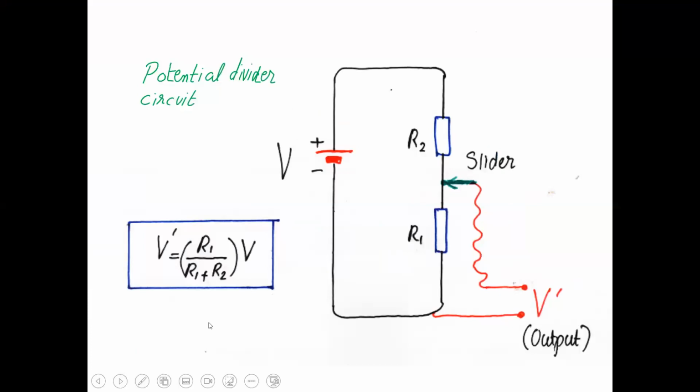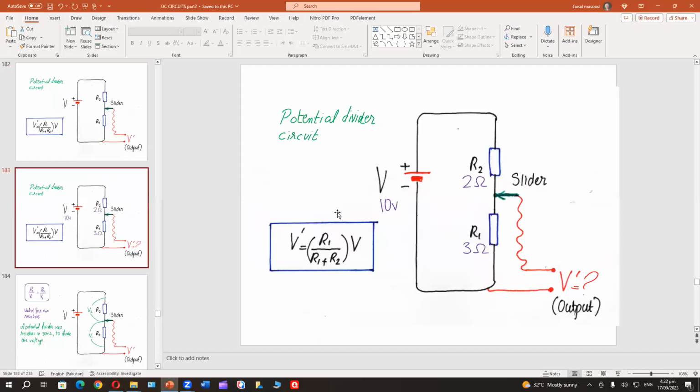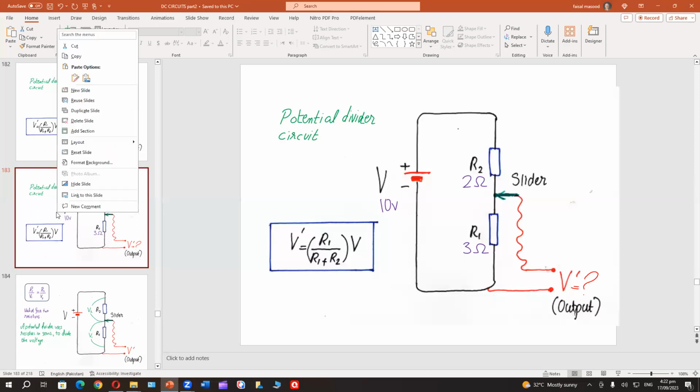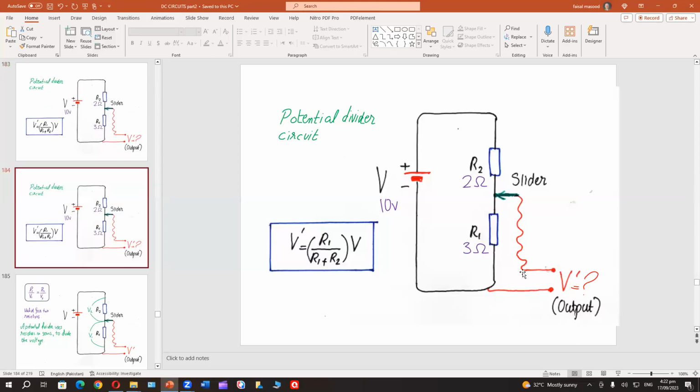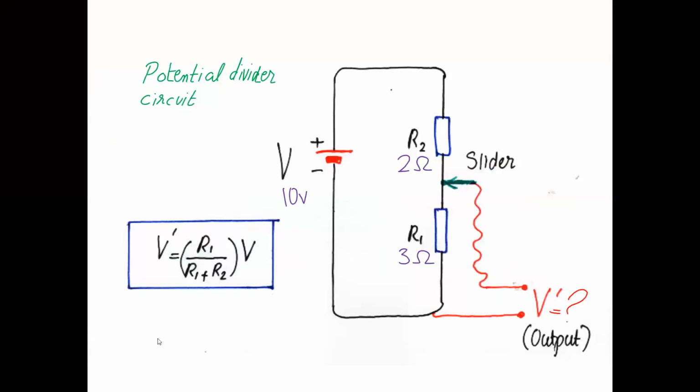Now look at the screen and suppose that my input voltage is 10 volt. This resistance is 3 ohm and this resistance is 2 ohm. Now I want to know how much voltage I will get here. For that, you have to understand the concept of simple ratio. In mathematics, we call it direct ratio.